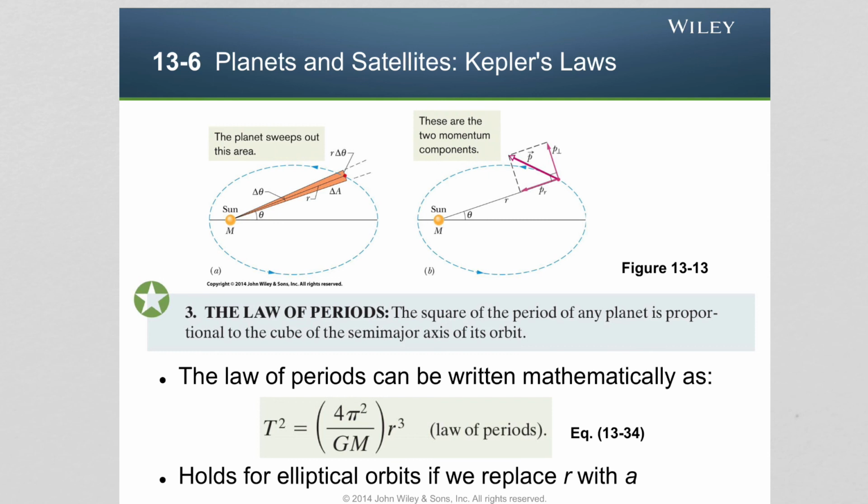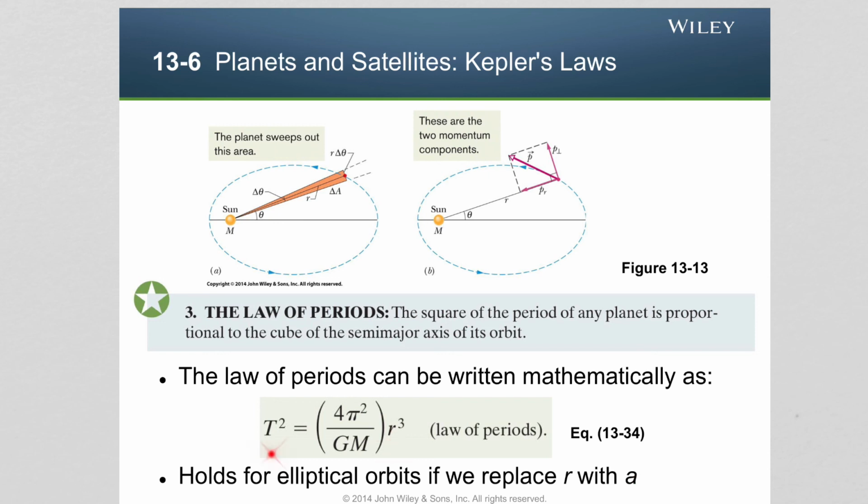Finally, Kepler's third law, known also as the law of periods, states that the square of the period of any planet is proportional to the cube of the semi-major axis of its orbit. So T squared, the period of any planet to the second power, is proportional to the cube of the semi-major axis of the orbit. So for an elliptical orbit, we will replace r with the value of the semi-major axis a. And of course, for a circular orbit, that will be the radius of the orbit.